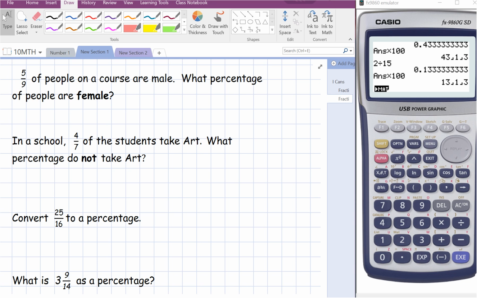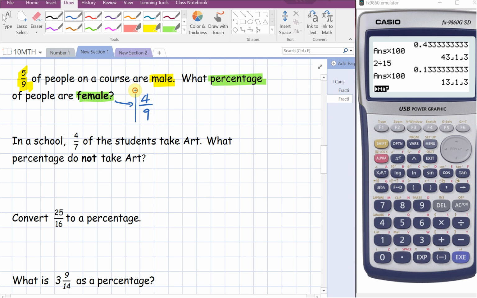So how'd you go with those? Let's have a look at the question. We've got 5/9 of people on a course are male. What percentage of people are female? Okay, so what percentage are female? If 5/9 are male, then 4/9 are going to be female.